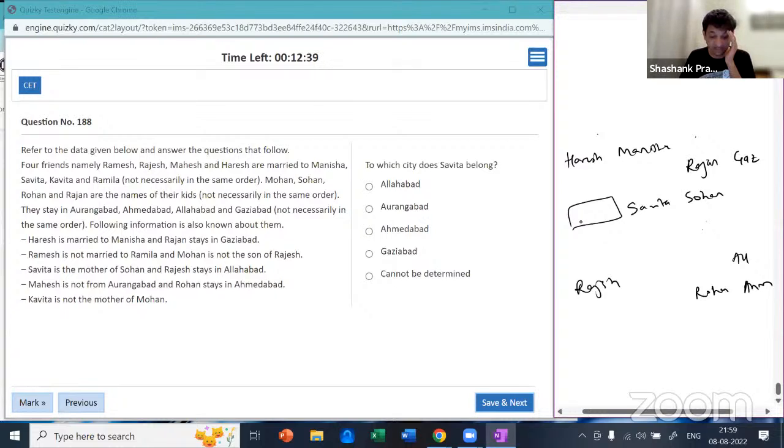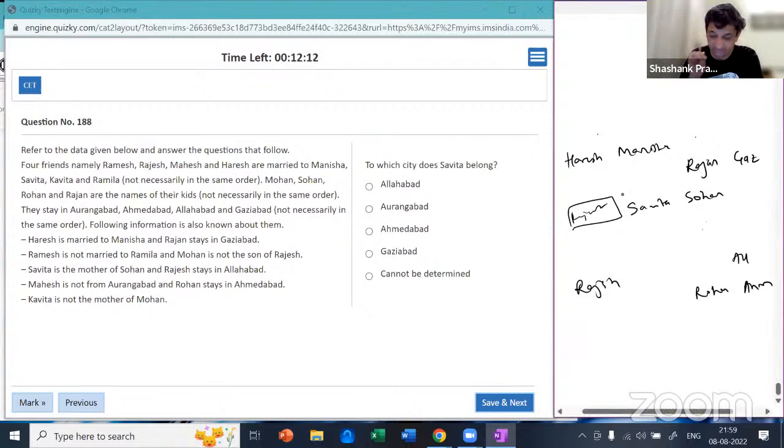Let's say, for example, if Rajesh is here and Rajesh is from Allahabad, Savita, Sohan will be from Allahabad. Savita is this. Okay, this is still okay. And Rajesh, if Rajesh comes here, let's say, then what I'm saying is... Okay, let me think about this now.